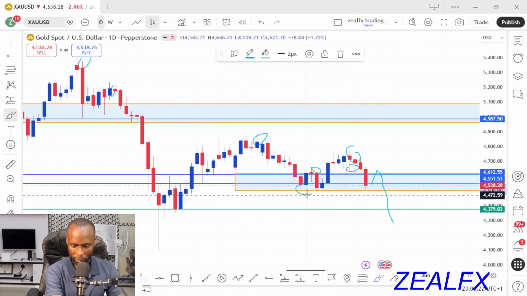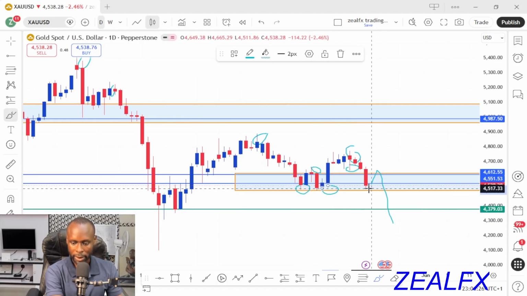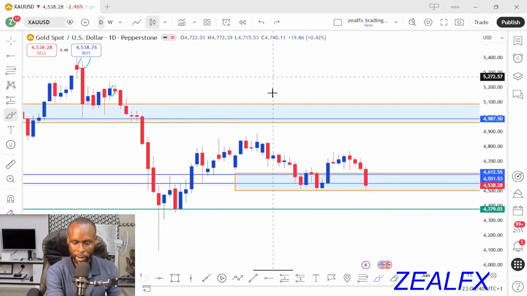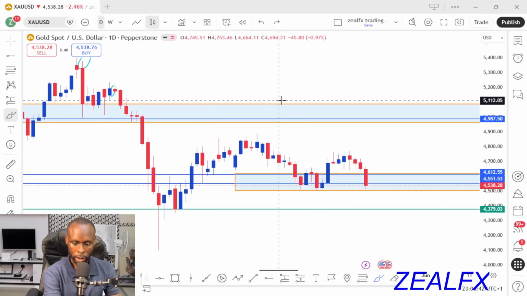we cannot sell from this support level. We can't sell from these support areas. Selling from this support area is a trap. So we need price to come to resistance for us to sell the gold USD to the downside. Selling from that support level is a trap. But if you are selling from a resistance level, you enjoy trading the market.